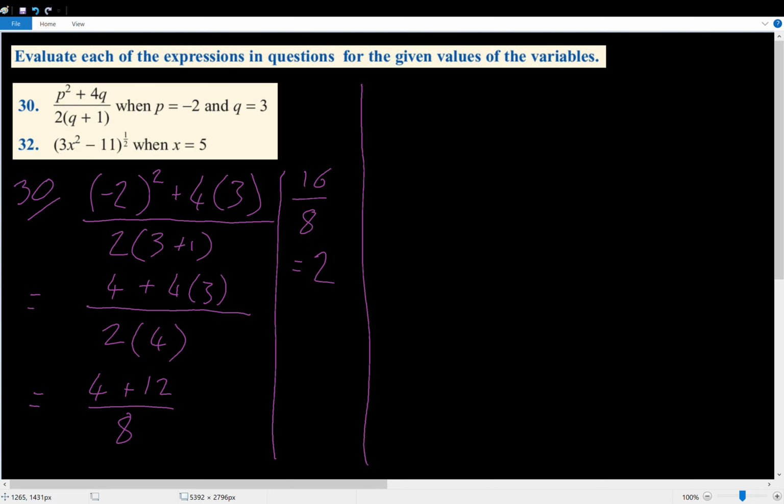So let's take a look at question 32. For question 32, we have 3x squared minus 11 all to the power of a half. And we are evaluating that when x equals 5. We'll worry about the power of a half in a bit, but the first thing we're going to do is substitute in our value for x. So we're going to have 3 bracket 5 squared minus 11 all to the power of a half.